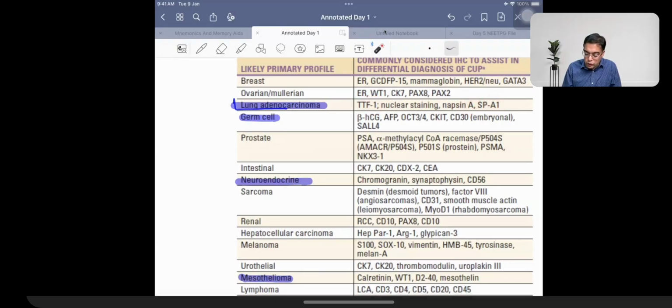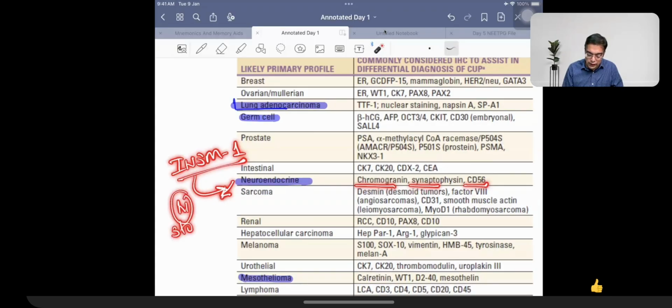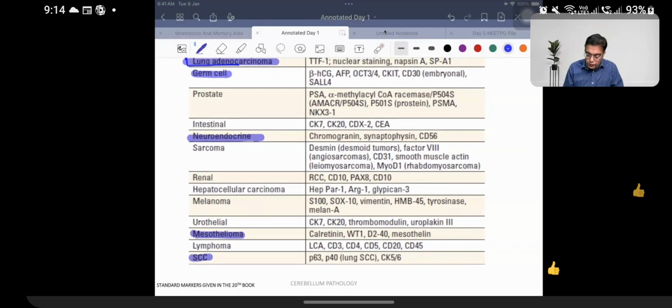When we talk about neuroendocrine tumors: chromogranin, synaptophysin, CD56. An example of a previous question was an intranuclear neuroendocrine tumor marker, the intranuclear special marker, INSM1. Its full name is insulinoma-associated protein, but just to remember it, INSM1 is a marker that shows nuclear staining in neuroendocrine tumors.